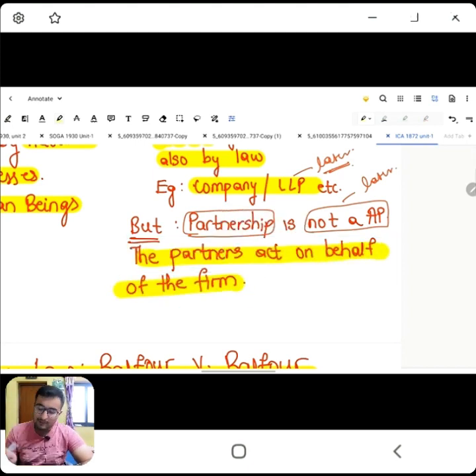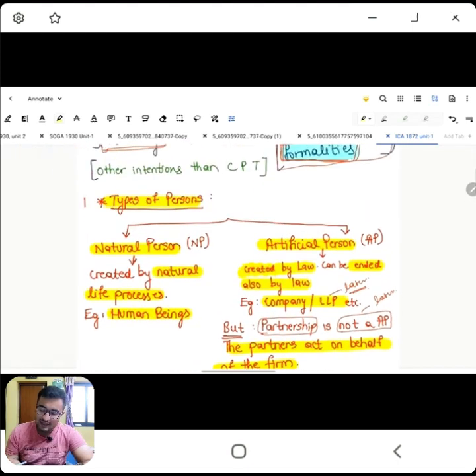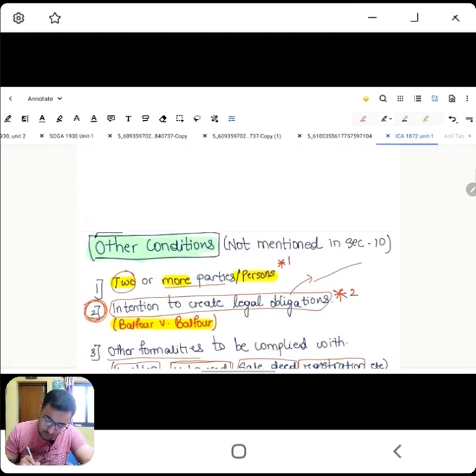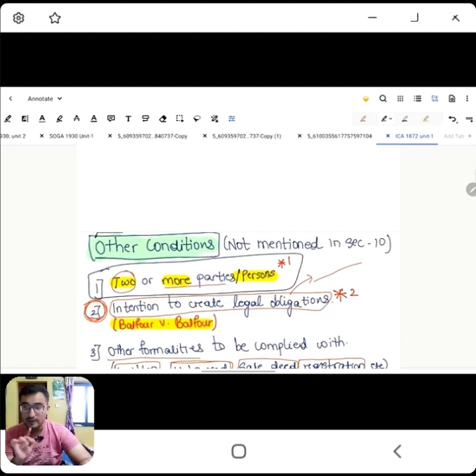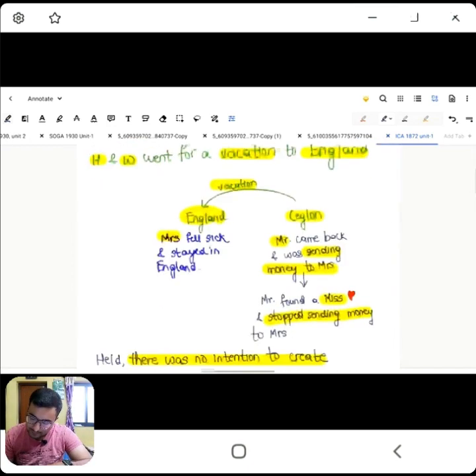Basically, what I'm trying to tell you is persons can be of two types. You can have a natural person and an artificial person. Which person are we talking about over here? If I tell you that a contract has to be entered between two or more persons, am I trying to tell you the contract has to be between two or more natural persons, or can we also have contracts between one natural and one artificial person? Please write your answer in the comments below, right?